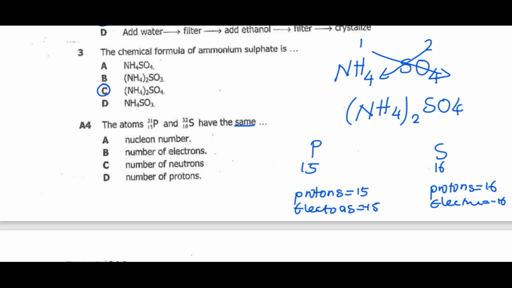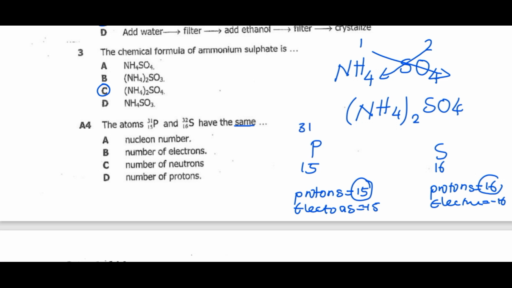So we can see that the protons in P differ from the protons in S. The electrons in P differ from the electrons in S. So these two cannot be the answers. Now let's check the number of neutrons.